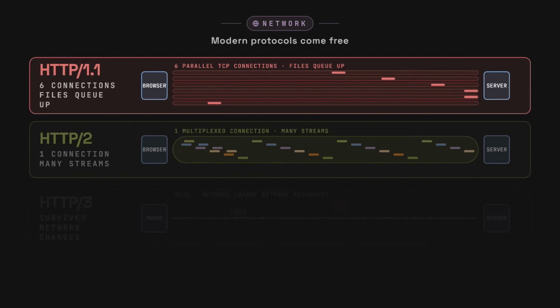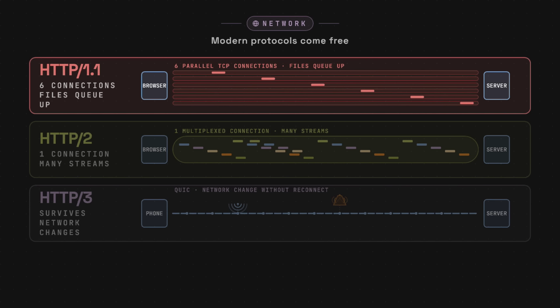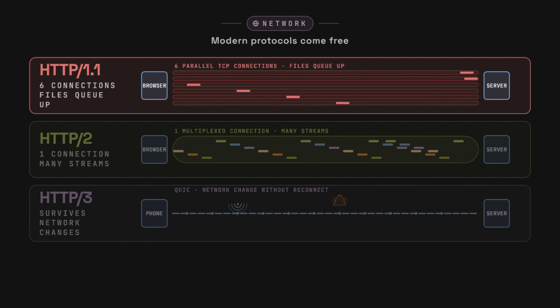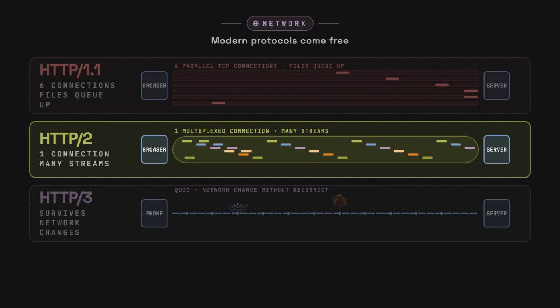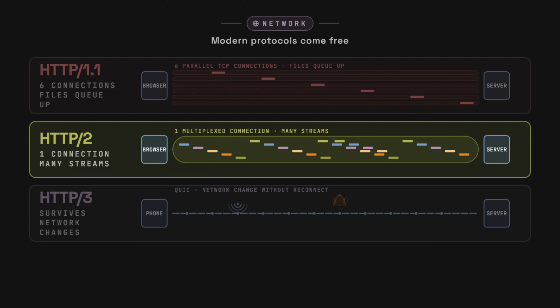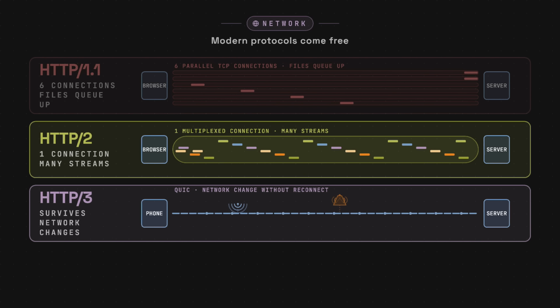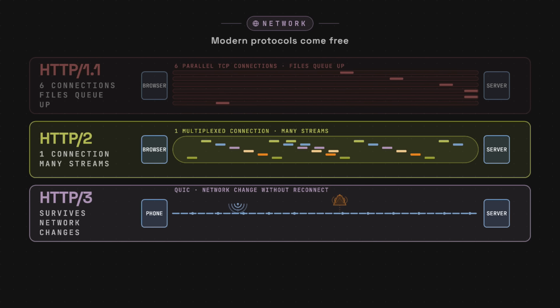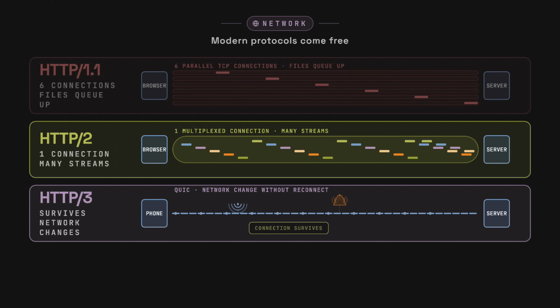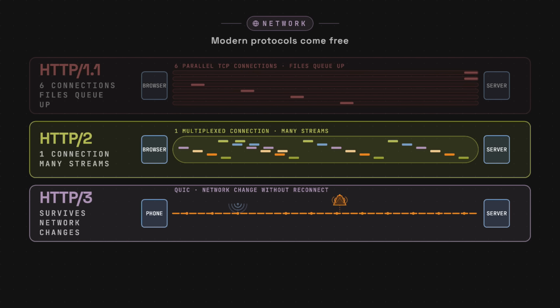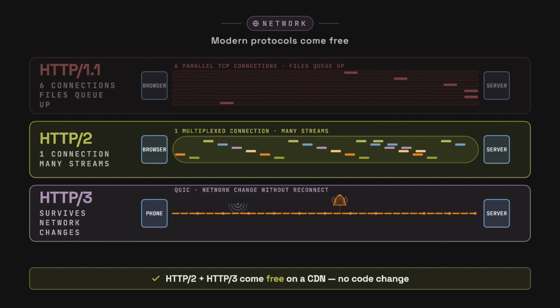And once you're on a CDN, you usually get HTTP/2 and HTTP/3 for free. HTTP/2 lets the browser send many files through one connection. HTTP/3, built on QUIC, keeps that connection alive when a user switches from Wi-Fi to cellular. Neither one needs a code change.